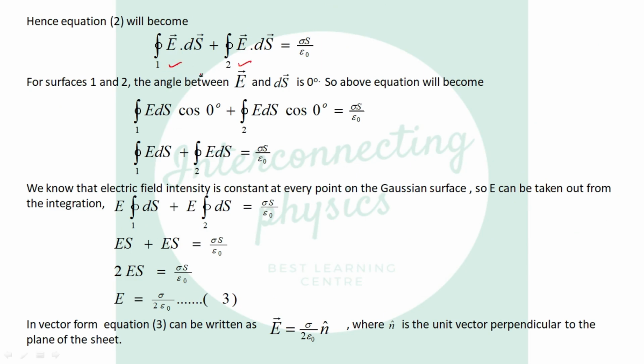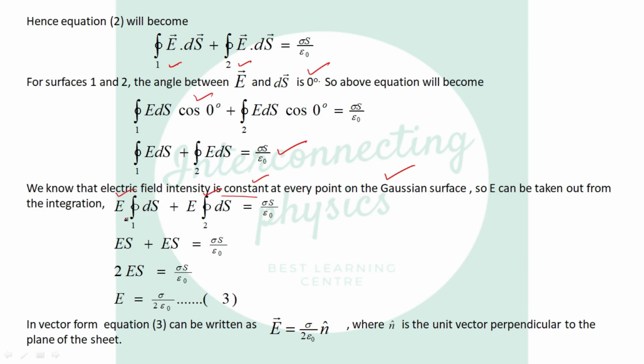Now in the first part and second part, the angle is 0 degrees and cos 0 is 1. So we are left with the integration of E·dS plus the closed integration of E·dS equal to sigma S over epsilon naught. You know what a Gaussian surface is? A Gaussian surface is the surface at every point of which the electric field intensity is constant, so E can be taken out from the integration.